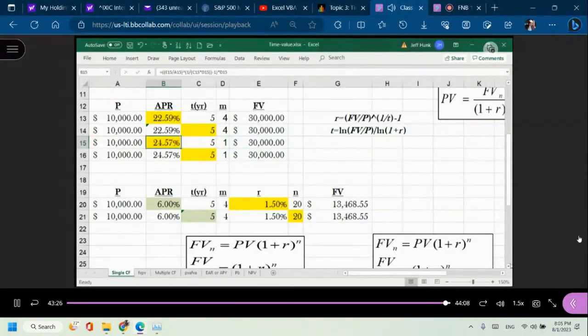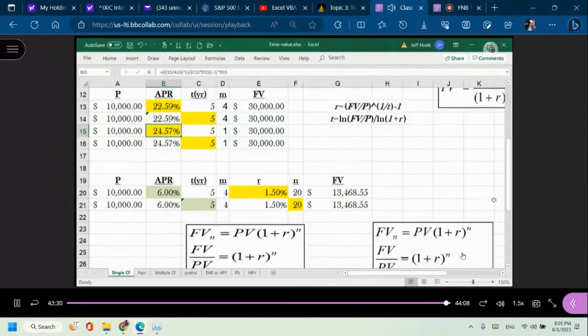Okay, alrighty. So that wraps up everything about today's lecture, which is about how to solve for n in a time value of money single cash flow model. Okay, so this concludes part 2 of the video of this lecture. All right, so that wraps up everything about the single cash flow model.